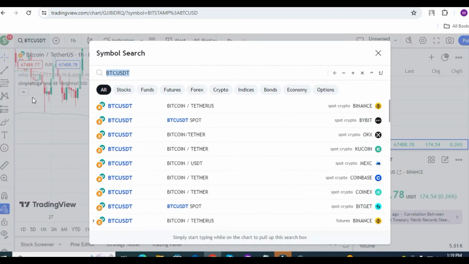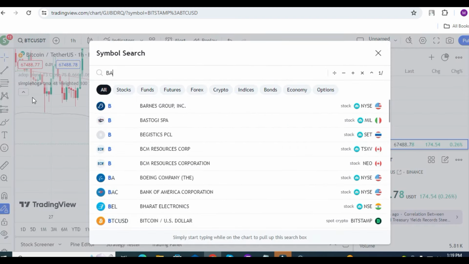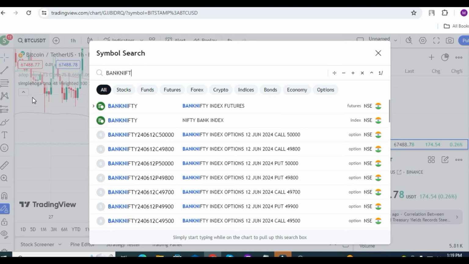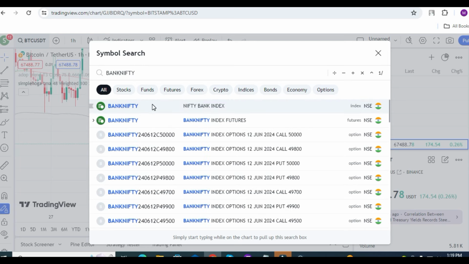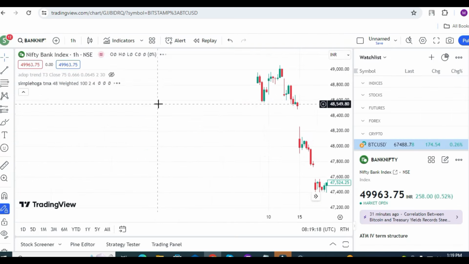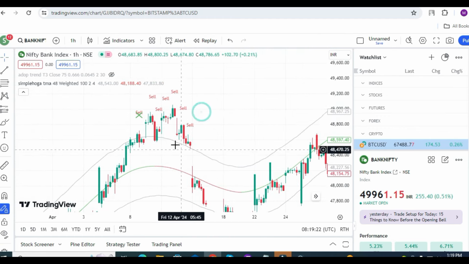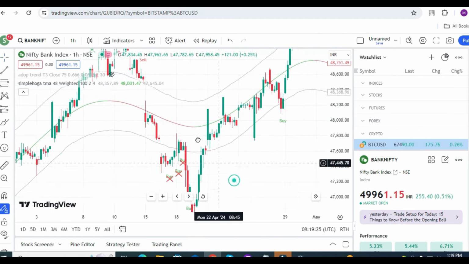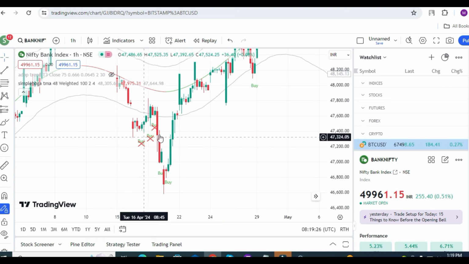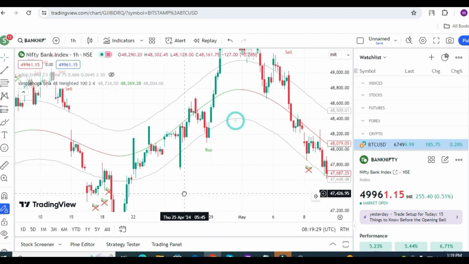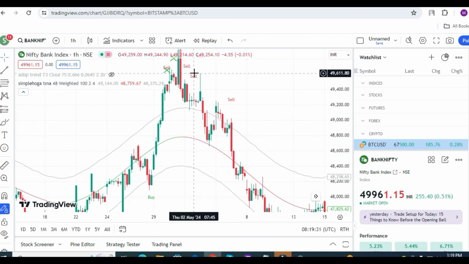Bank Nifty, it's for the Indian market, and mostly Indians are using this indicator. Like this one, you can see the sell signal is profitable. For the buy signal with the cross, do not go for the buy trade. That is your buy trade, and you can book your profit here.